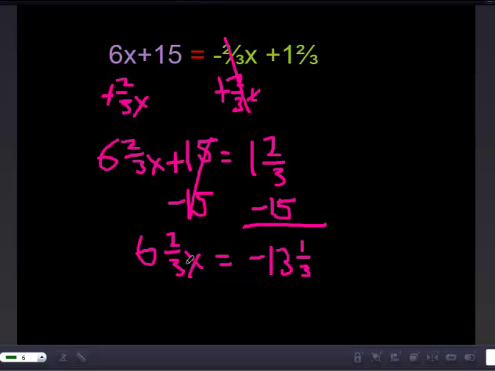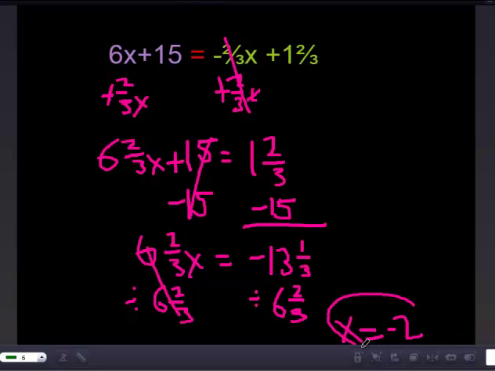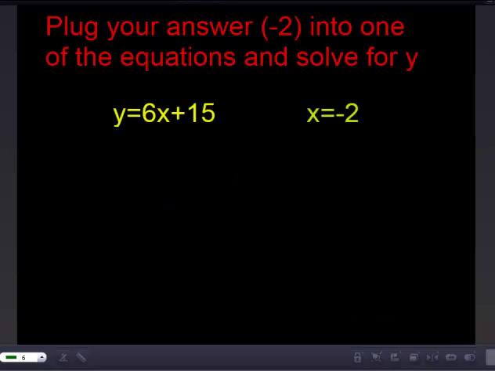Now I'm running out of room here, but to get x by itself, I'd have to divide by 6 and 2/3. So then over here, divide by 6 and 2/3. So when I do that, that goes away, and x ends up equaling a nice, neat negative 2. So now, if we know what x is in the equation, if we go back to the beginning, we could just plug our answer of -2 in to one of these. It does not matter which one. We could have picked this one or we could pick the other one. Plug in the -2 to find out what y equals.